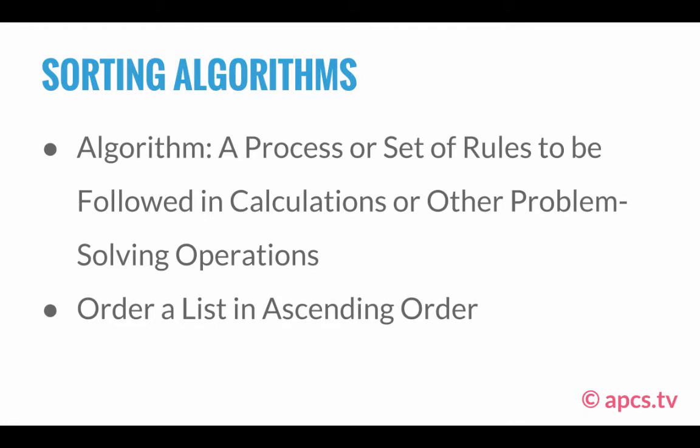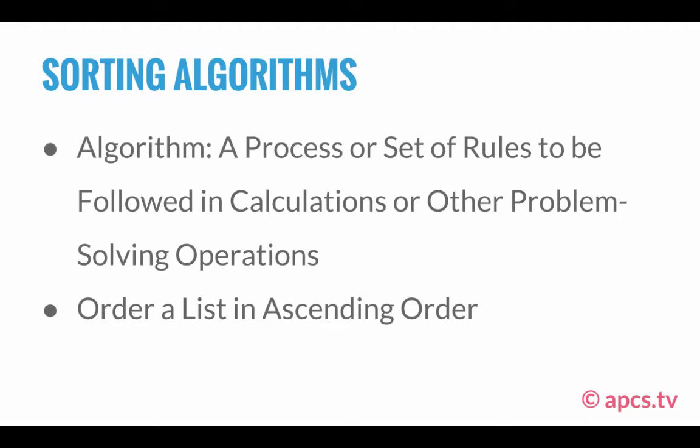And before we can even understand what a sorting algorithm is, we have to understand what an algorithm is. So an algorithm is a process or set of rules to be followed in calculations or other problem-solving operations. So anything like a set of directions or instructions, or any process that occurs in order to make some calculations or any other operations, is known as an algorithm.